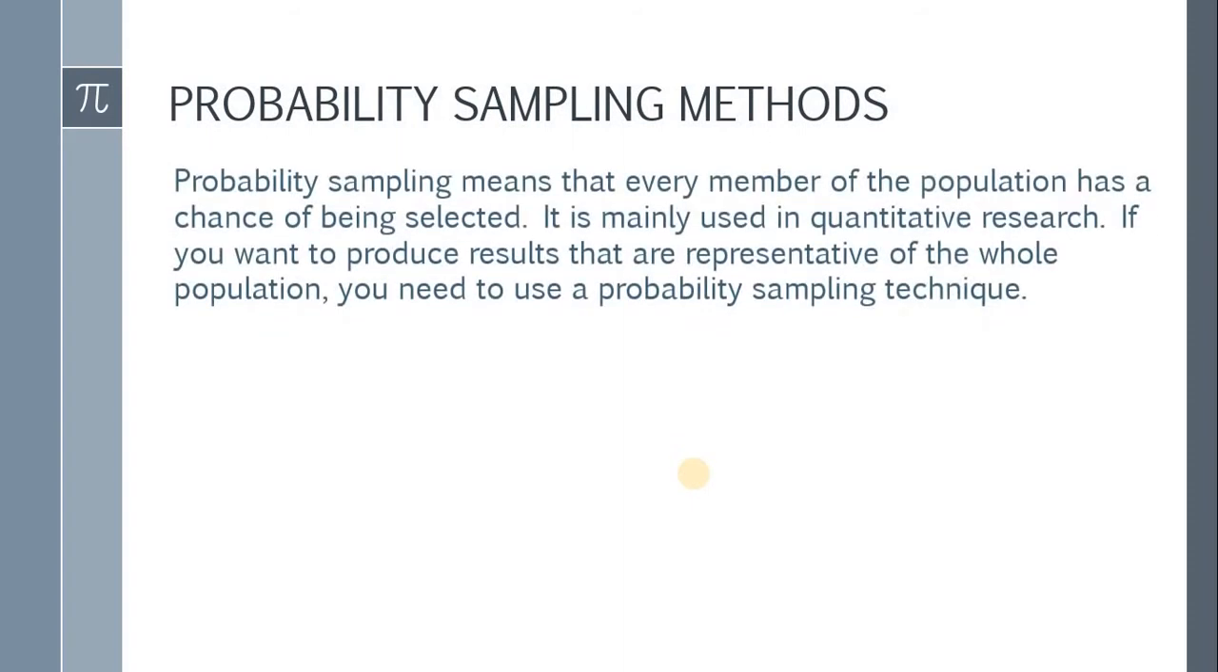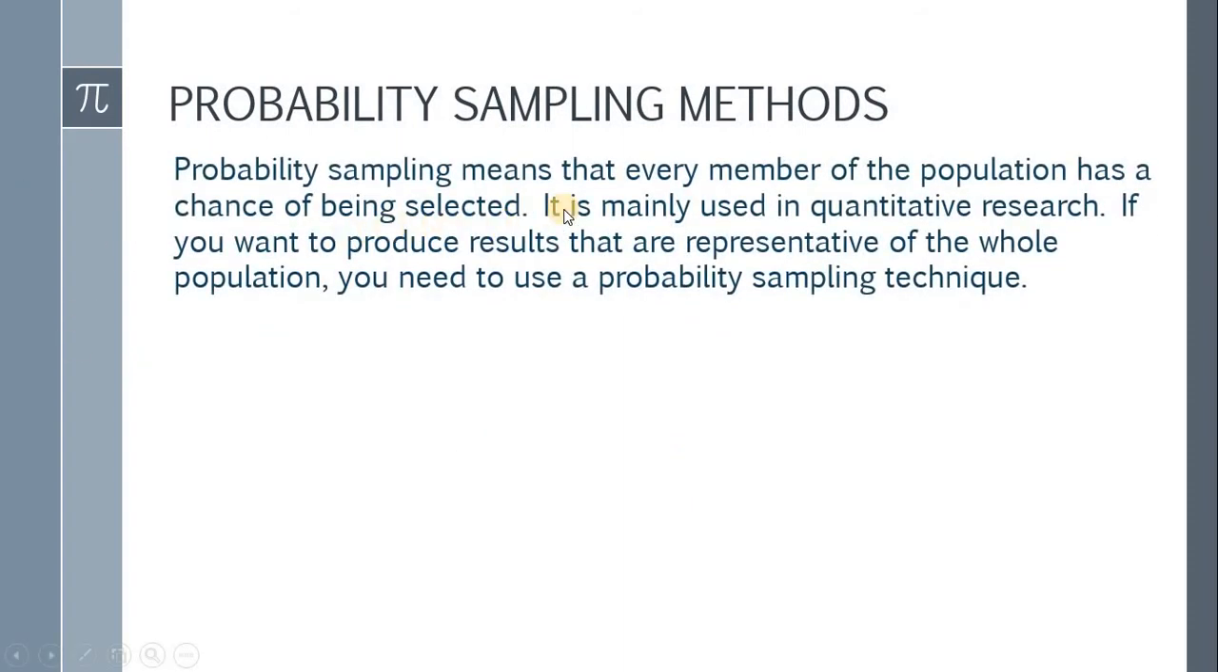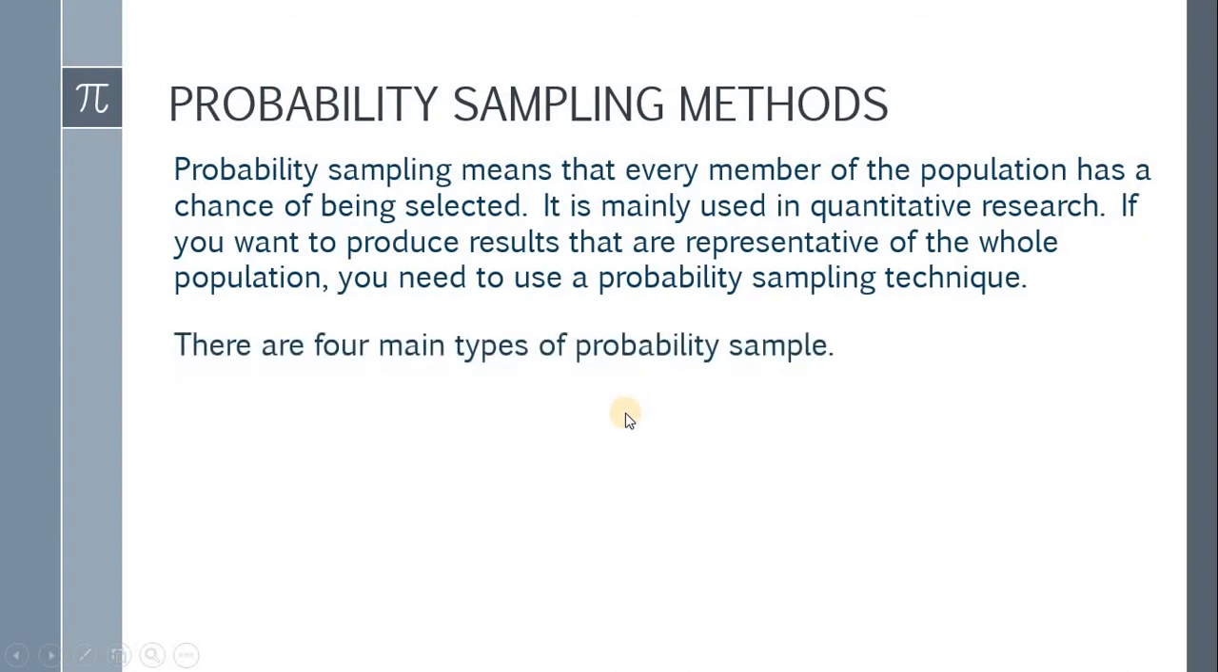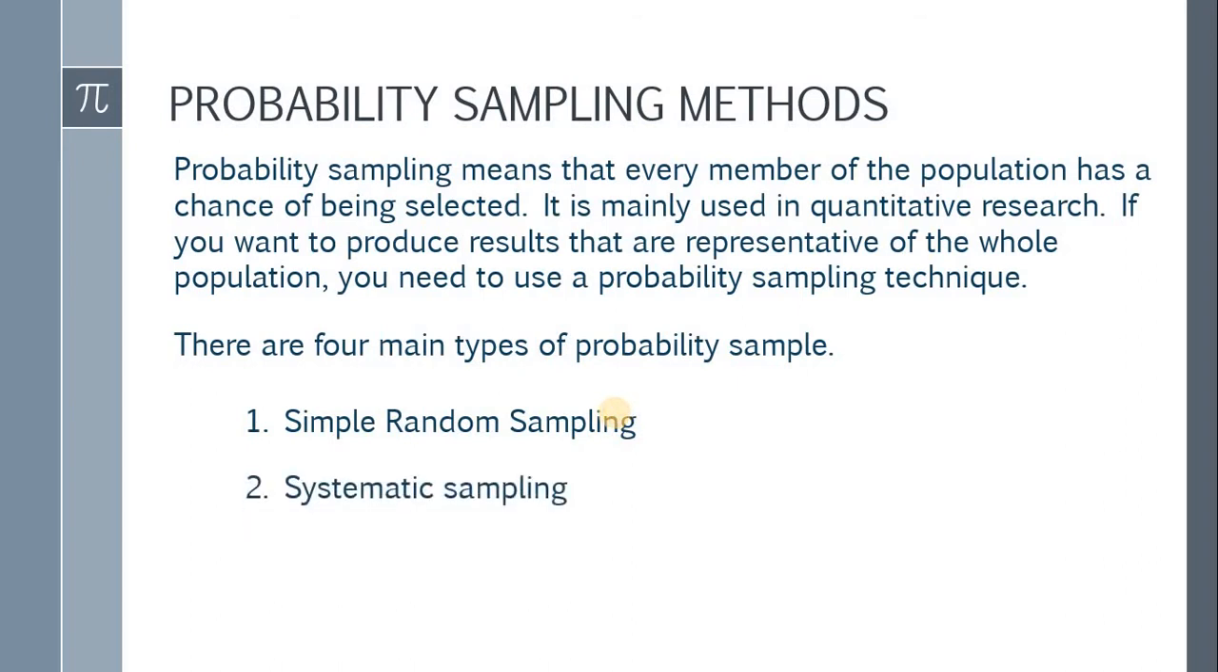So, let's discuss probability sampling methods. Probability sampling means that every member of a population has a chance or equal chance of being selected. So, meron tayong apat na main type of probability sampling. So, we have the first one, simple random sampling. The second is systematic sampling. Third is stratified sampling. At yung pang-apat is clustered sampling. So, discuss natin yung number 1.